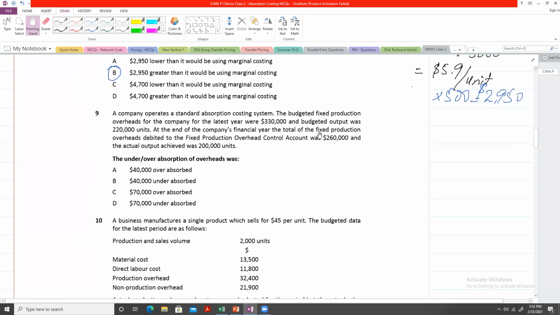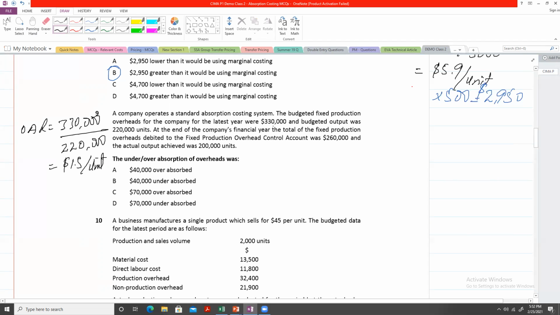Since we are given the budgeted fixed overheads and the budgeted activity level, we can calculate an overhead absorption rate. How much will be the overhead absorption rate? It will be calculated as 330,000 divided by 220,000 units, which is equal to $1.5 per unit. Overhead absorption rate will be $1.5 per unit.